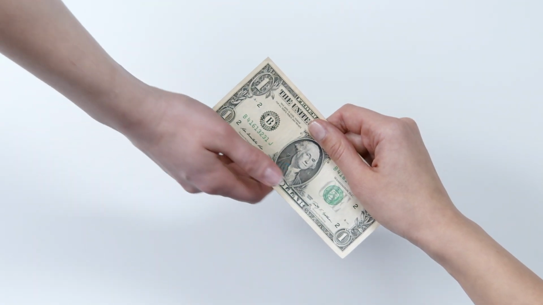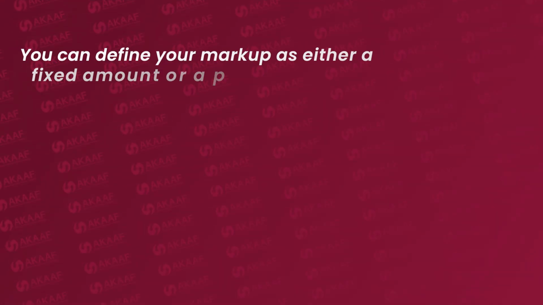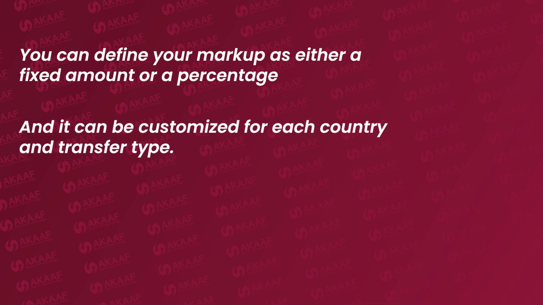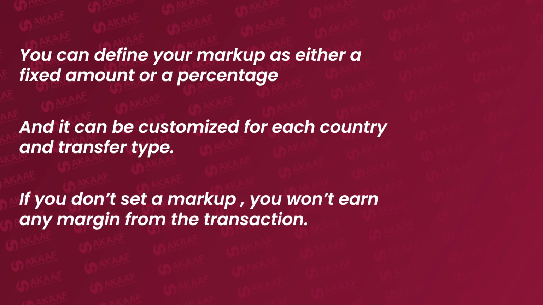Let's start with markup. When you are sending a transfer, markup allows you to set a profit margin for yourself. You can define your markup as either a fixed amount or a percentage, and it can be customized for each country and transfer type. If you don't set a markup, the system will use the default pricing, and you won't earn any margin from the transaction.